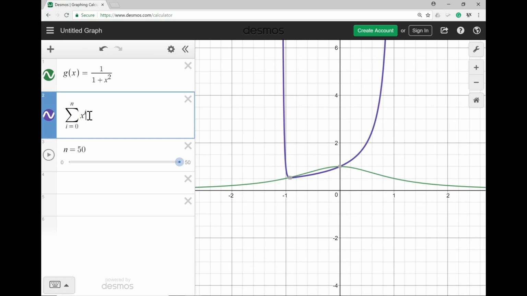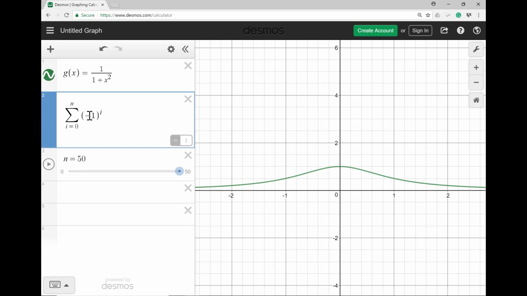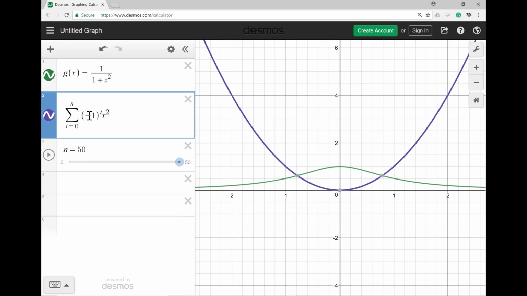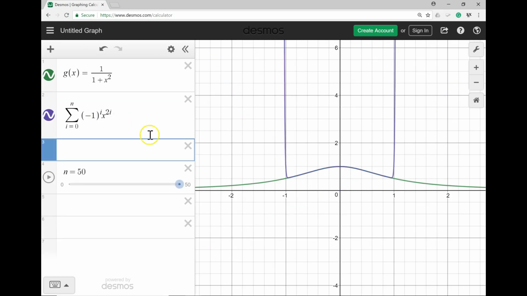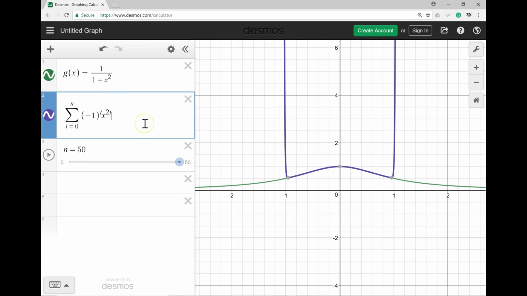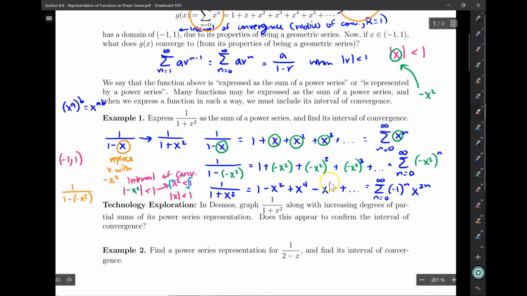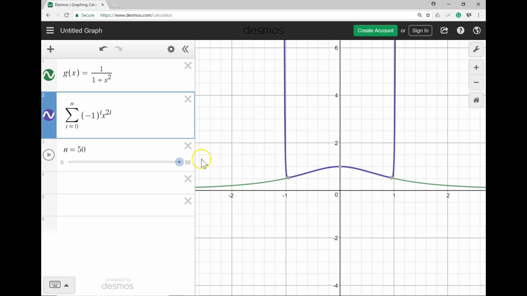So let's tweak this. We're going to change this to the power series representation that we just came up with. So it was -1 to the n, but I'm using i for the index, and then it was x to the 2n, so 2i. Did I get all of that there? Let me double check. Okay, that looks good.